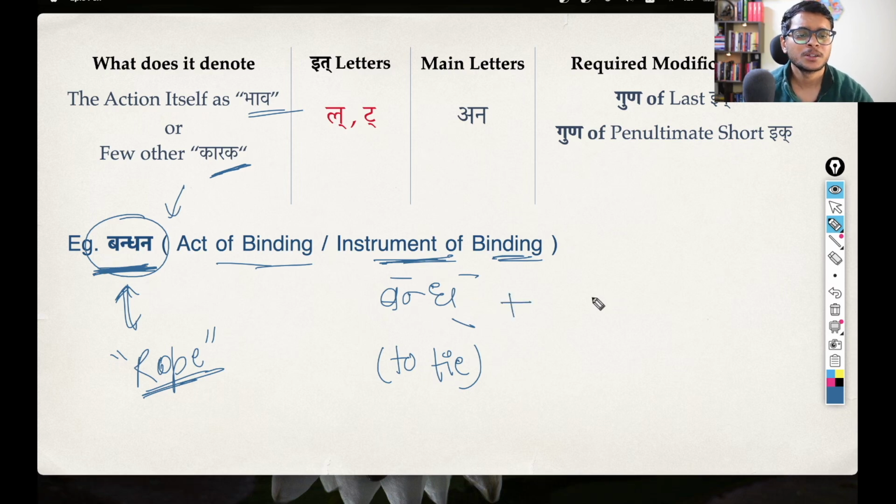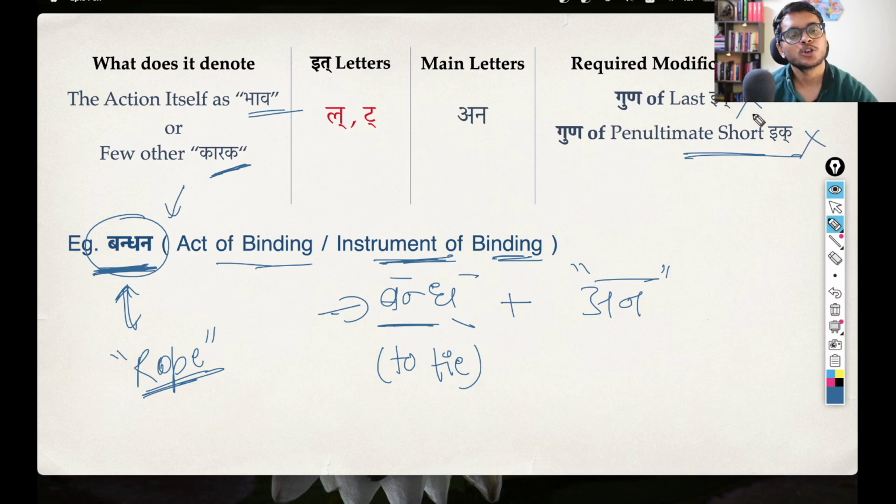This is the bandh dhatu, again modified using lut pratyaya. So for lut we get this ana, and let us see if any modification is possible. Guna of last ik not possible, guna of penultimate short ik again not possible. In both cases we don't have the particular vowel. So this bandh will remain as such, just combined with this ana, and we get this pratipadika bandhana, straightforward. And with these many examples, I hope the lut suffix and what it denotes, everything is clear. I hope these examples are plenty.